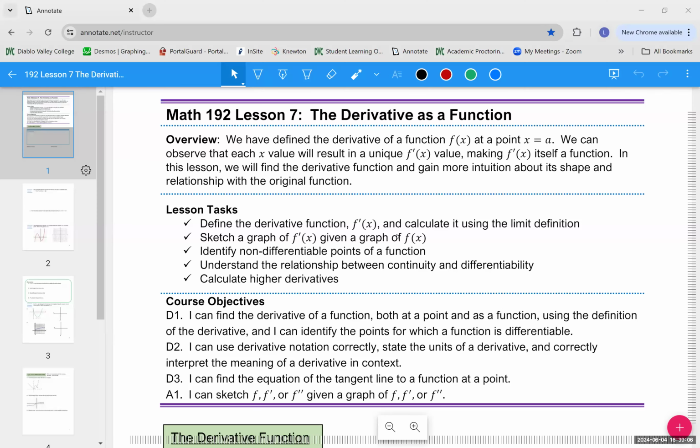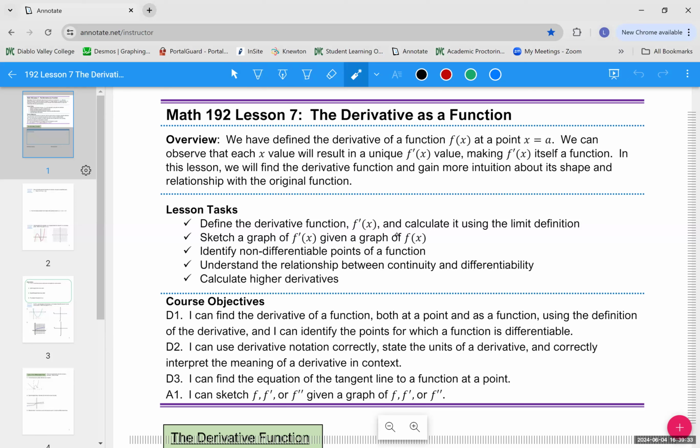Welcome to lesson 7, the derivative as a function. So in this lesson, we're going to build on what we did in lesson 6, where we defined the derivative as a limit, and we defined it at a point, so a point like x equals a. And actually, what we realize in this lesson is that the derivative itself is also going to be a function.